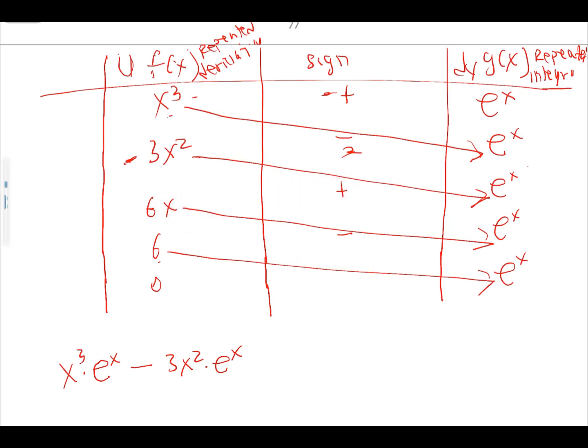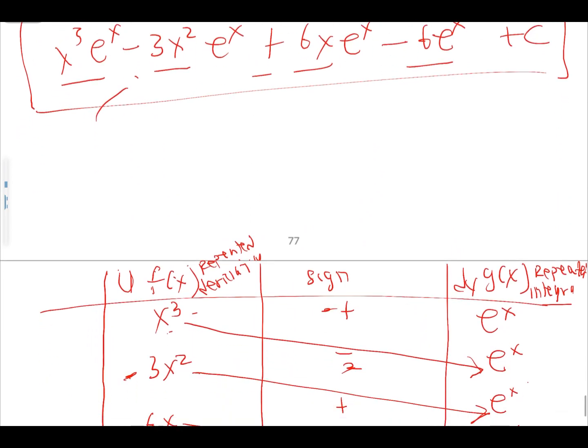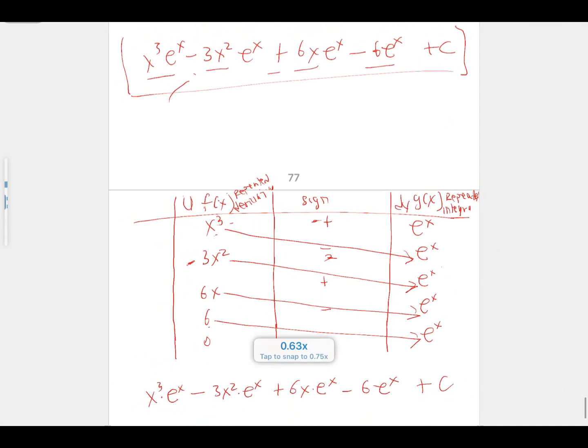The next one, which is what? The 6x will have what? A positive, which is plus 6x multiplied by exponent x. And then the last one is 6. The 6 will also have what? A negative, which is negative 6 exponent x. And then plus our c, because it is an indefinite integral, and this is the true result that we have gotten.